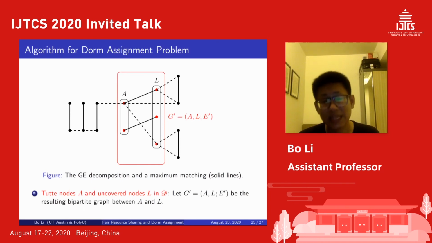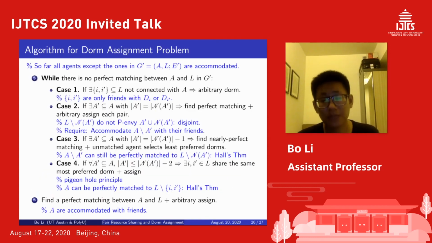And this is basically guaranteed by Hall's theorem. We repeat until there is a perfect matching between A and L. If so, this is the simple case. We can just assign them to some arbitrary DOMs because everyone is sharing a DOM with their friend. If you have interest, maybe we can discuss this part later.